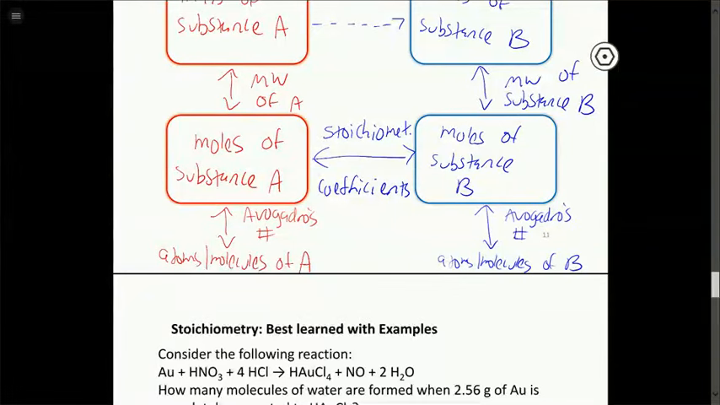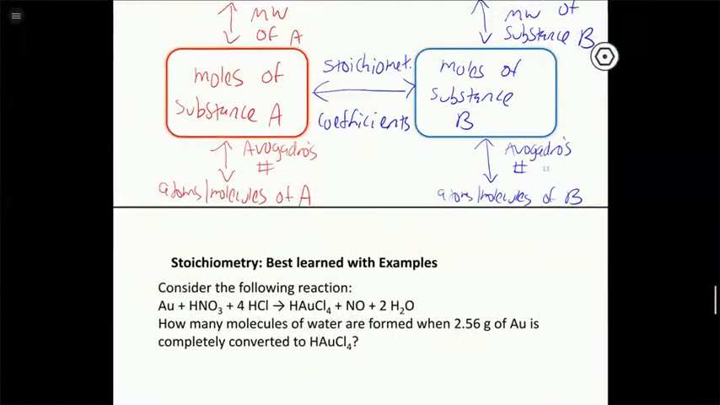All right, so again, those are the things that we now have in our toolbox, two different ways of converting different quantities into moles: the molar mass, which gets us from grams into moles, and Avogadro's number, which gets us from moles into number of particles, number of atoms or molecules. So both of those can come into play in stoichiometry.